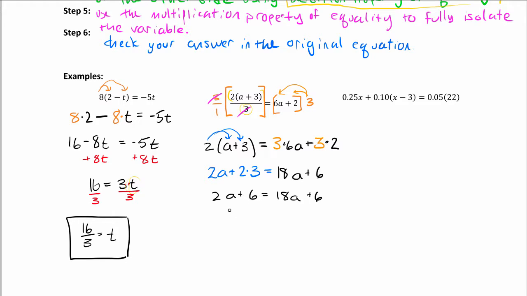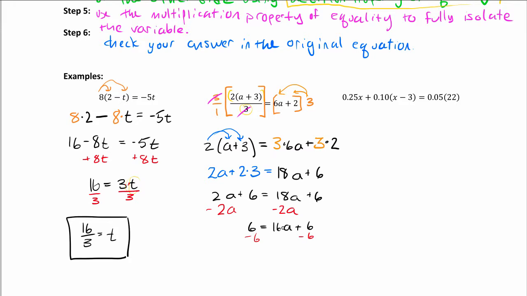So now I have two options. I could either subtract 2a from both sides, or I could subtract 18a from both sides. And I'm going to do 2a, and the reason is because, looking down the road a little bit, if I subtract 18a from both sides, I'm going to end up with a negative over here. And it's not the end of the world, but I can make my life a little easier by avoiding those negatives and doing it like this. So I have 6 equals 16a plus 6. Now I'm going to subtract 6 from both sides.